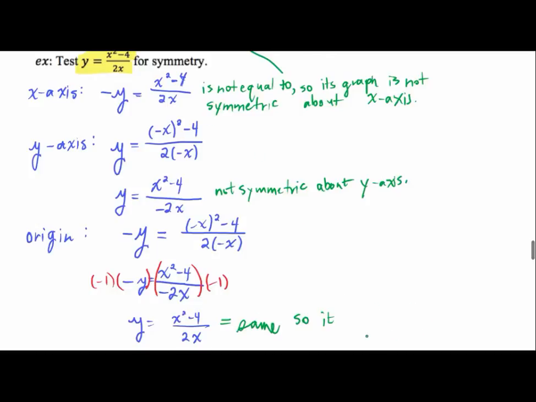Hold on, let me write this. So it is symmetric about the origin. Okay, so let's take this.